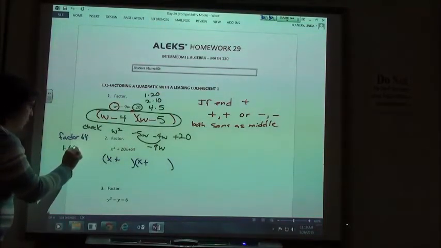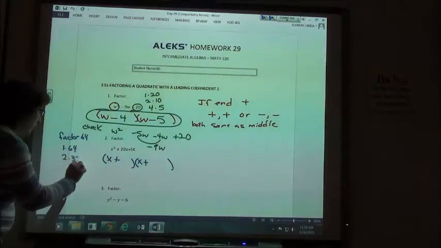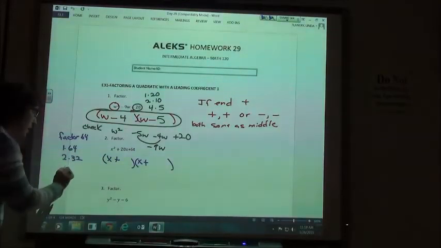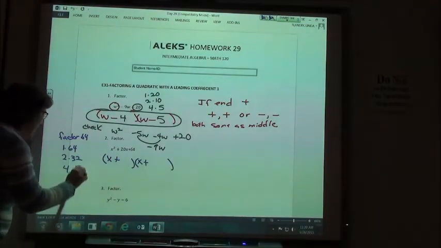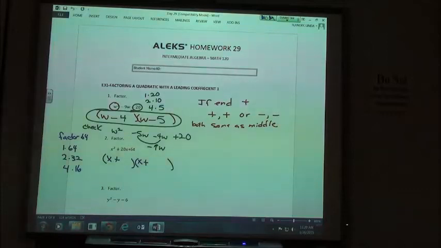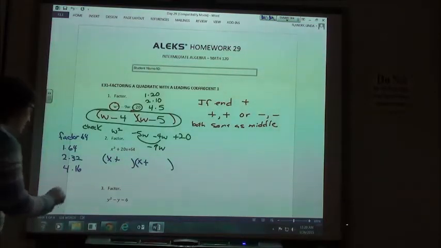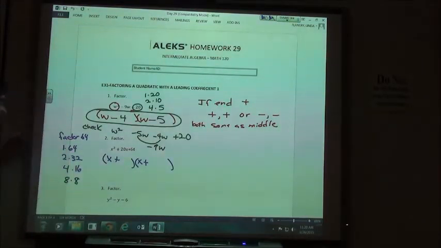1 and 64, 2 and 32, 3 doesn't work, 4 goes in there, 24, 16 times, 5 wouldn't work, 6 wouldn't work, 7 doesn't work, 8 does. 8 times 8 is 64.